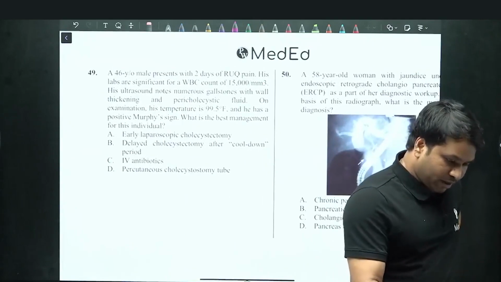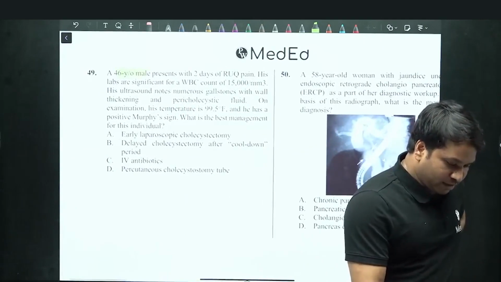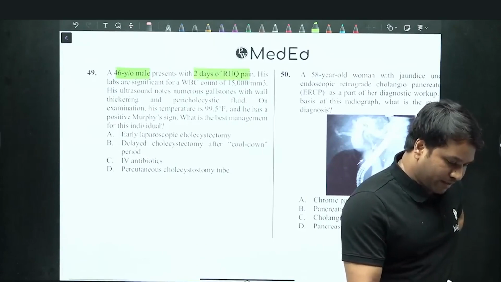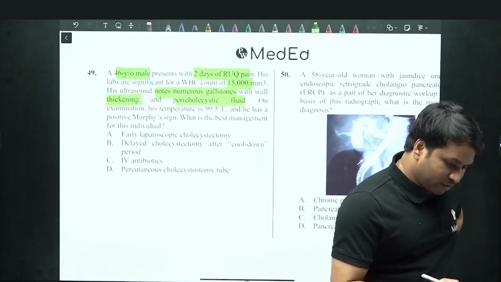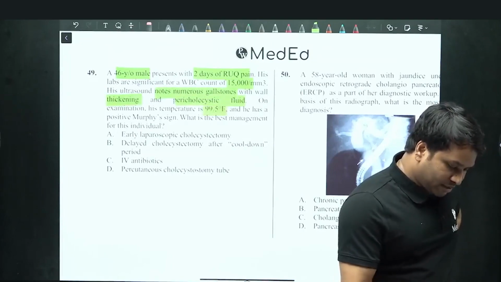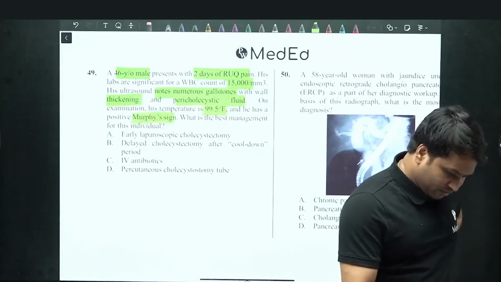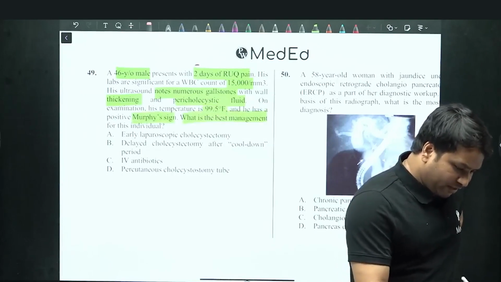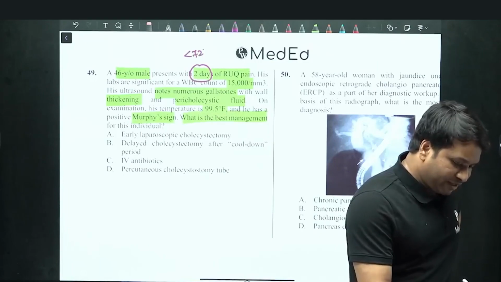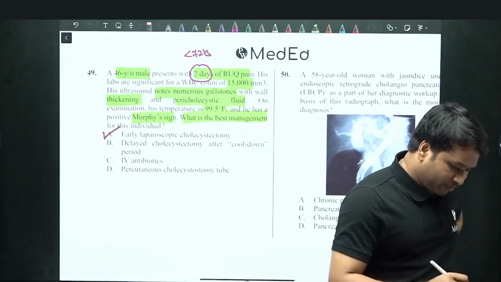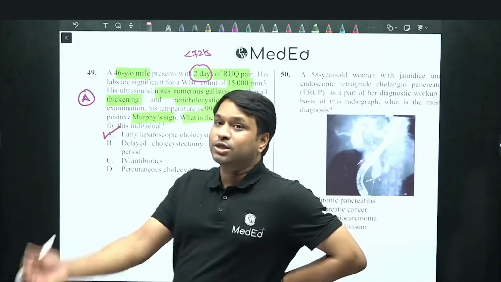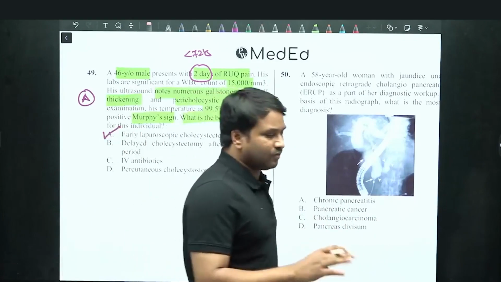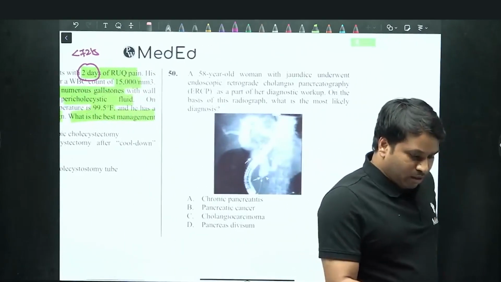Question number 49. We are in our penultimate question. A 46-year-old male, 2-day history of right upper quadrant pain. WBC is elevated. Ultrasound shows numerous gallstones, wall thickening, and pericholecystic fluid. On examination, slightly febrile, and Murphy sign is positive. Best management? If he presents within 72 hours, I will do an early laparoscopic cholecystectomy. There is no question in that. If he presents beyond 72 hours, then I have to go with conservative management. As simple as that.